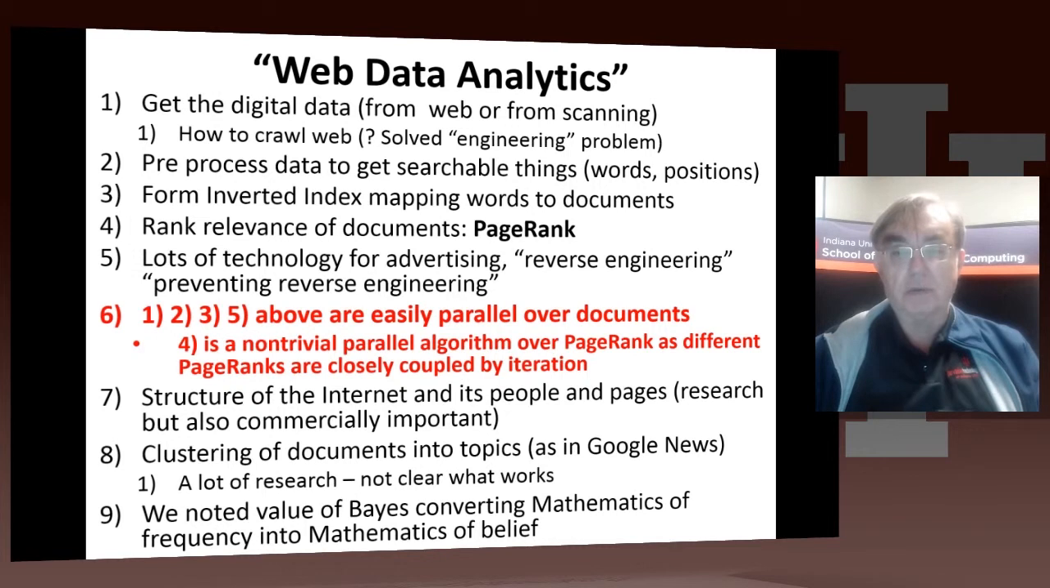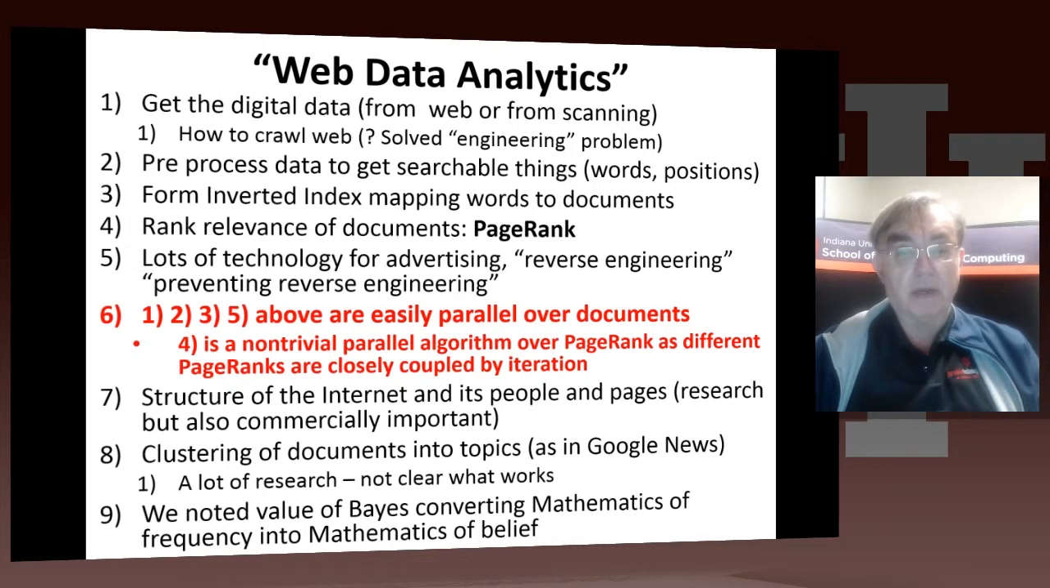After getting the web data, wherever it's from, we have to pre-process it to get searchable things. These are the so-called terms, which are basically processed words and possibly the positions of the word in the document, so you can search for phrases effectively. Then we'll have to form the inverted index, which we'll discuss a bit more this time. And the inverted index maps words to documents.